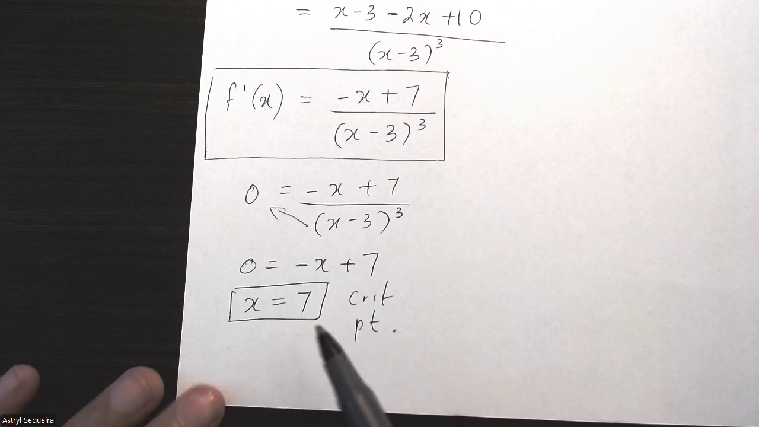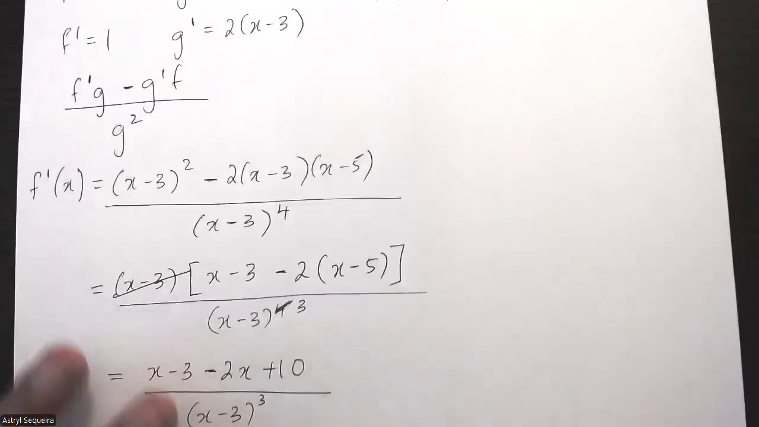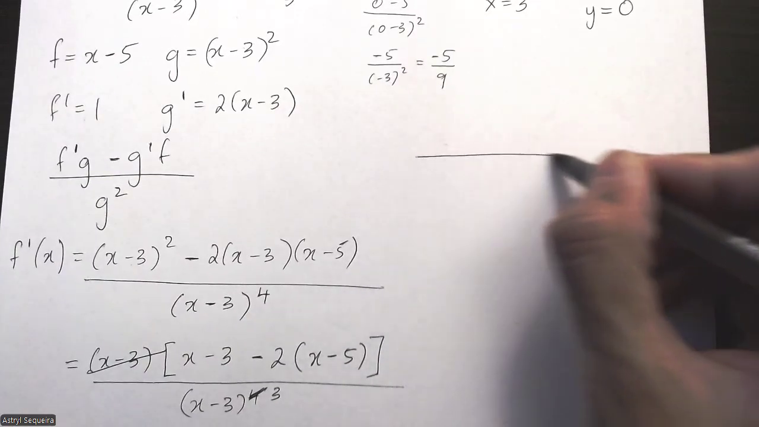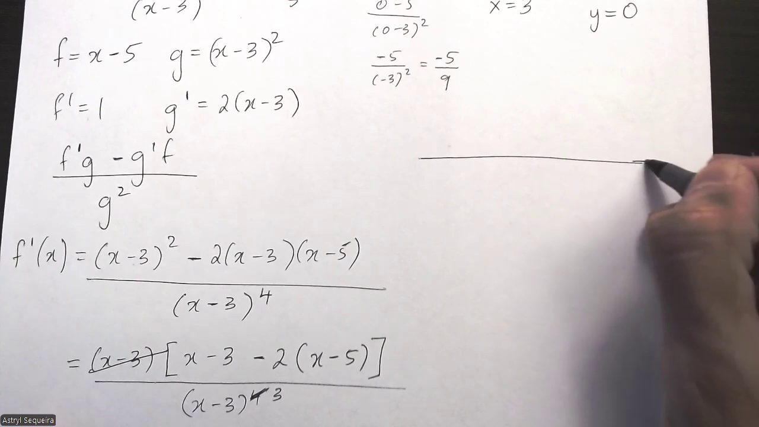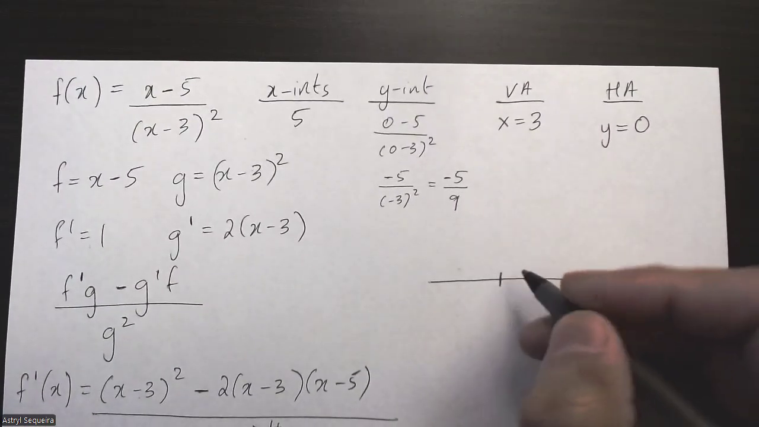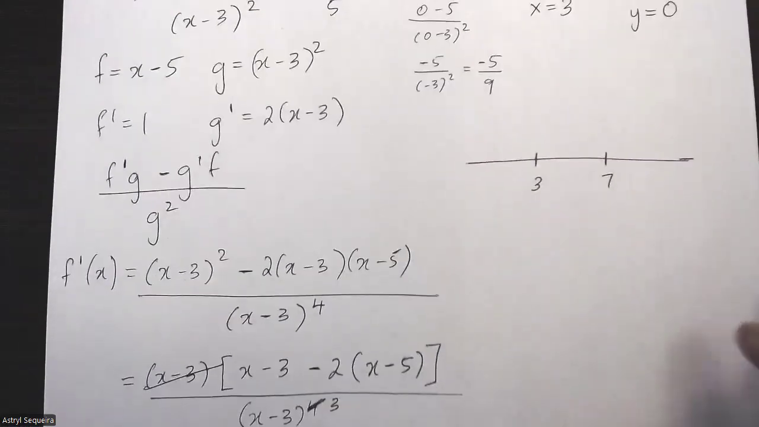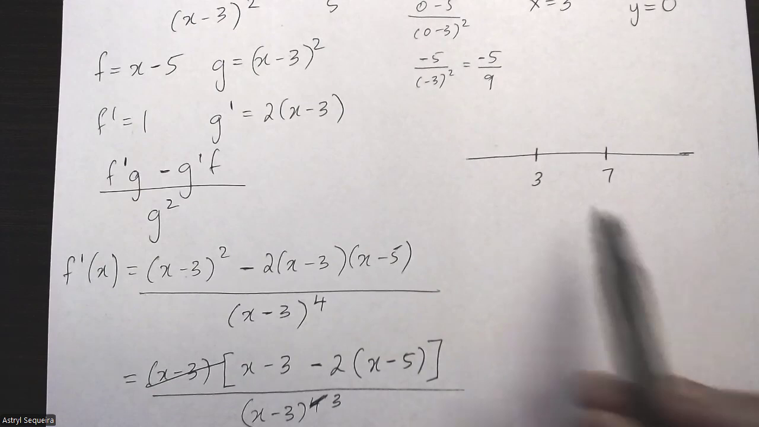Once I find the critical point, I have to do my intervals of increase and decrease. And I have to classify this critical point. In order to do that, I'm going to use a number line. You can use a sign chart as well, but I find number lines a bit quicker. On your number line, you want to include all critical points and all vertical asymptotes. So I have 3 and 7 over here, and now I want to test each interval.